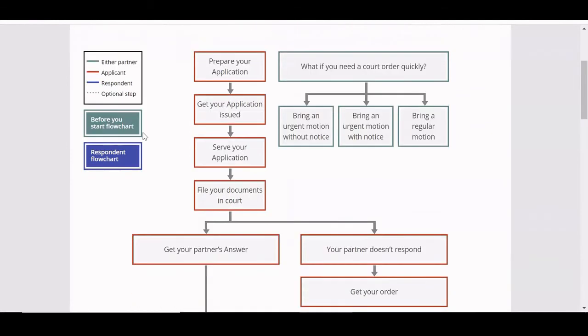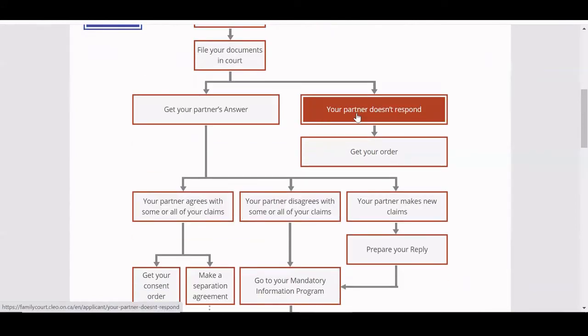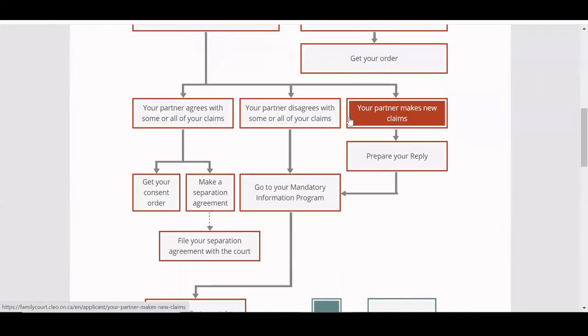And it tells you here, okay, where are you in this process? Are you preparing your application? Have you gotten it issued? Have you served it? So have you given a copy to the other person? Have you filed your documents? Have you received an answer? Maybe they didn't respond. What claims have they made?